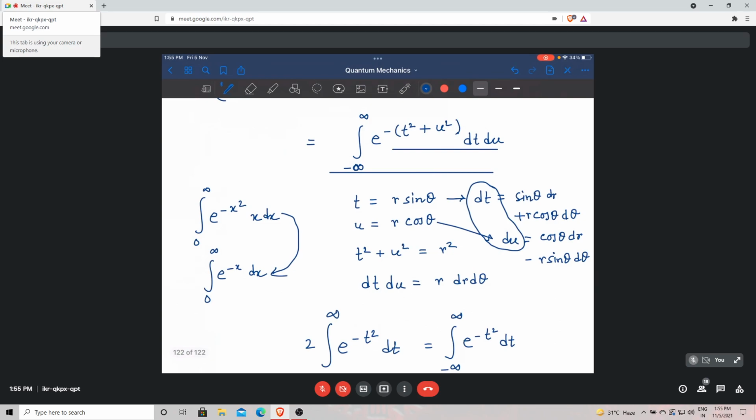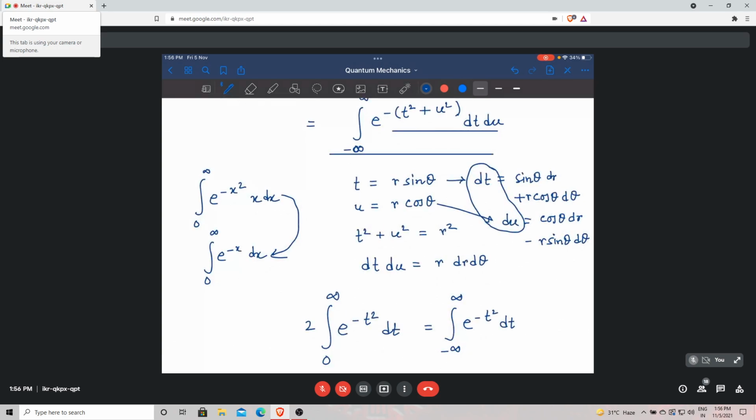Okay. Now, for this t squared plus u squared, what is the limit of theta? Sin theta doesn't take infinity. Sin theta can't be infinity; its value lies between minus 1 and 1. What is the value of r taking? R is always positive, r is from 0 to infinity.